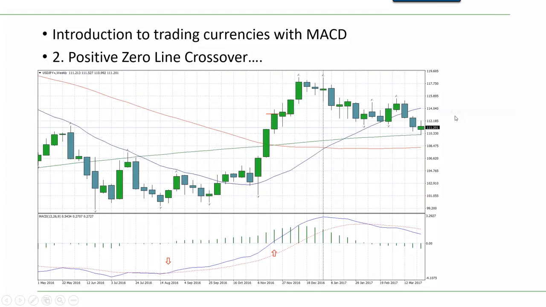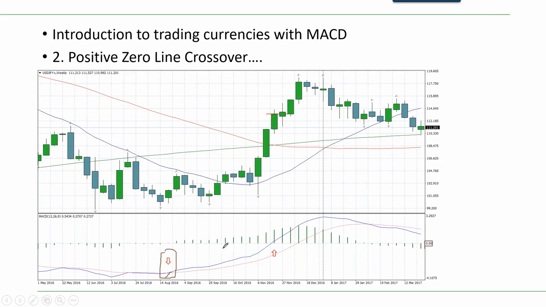So here we go. This is a little bit of an example. All right. So here we have, once again, the dollar yen on the weekly chart.